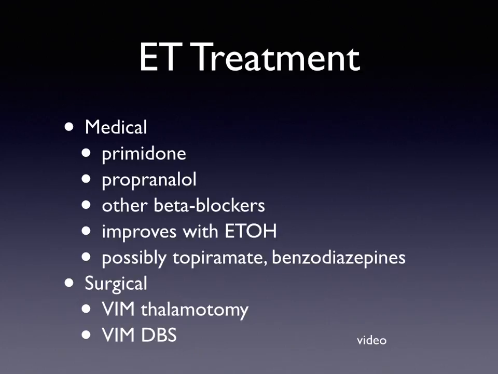Third and fourth line agents, especially if the patient does not want to consider surgery, would be benzodiazepines or topiramate. Surgically, DBS is very effective. Usually, if the patient is, let's say, right-handed, we may only do one side, the contralateral side. And it's usually performed in the thalamus itself, but a very effective treatment.